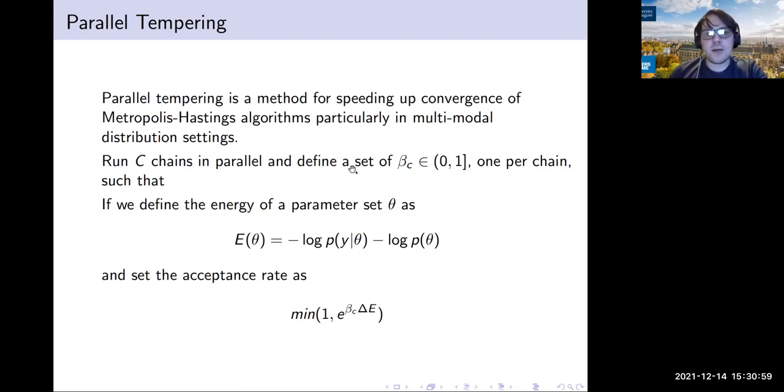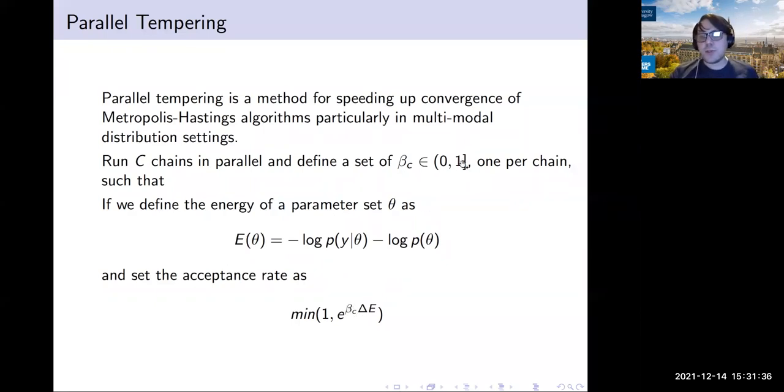The only difference here initially is that for each of the C chains, we define a beta parameter between 0 and 1. The first chain always has beta equal to 1, and then subsequent chains have beta less than 1, but greater than 0. We define the energy of the system at the particular iteration to be the negative log likelihood. And then the acceptance rate, again, is very similar to the Metropolis-Hastings algorithm, but this time all we're doing is scaling it by this beta parameter.